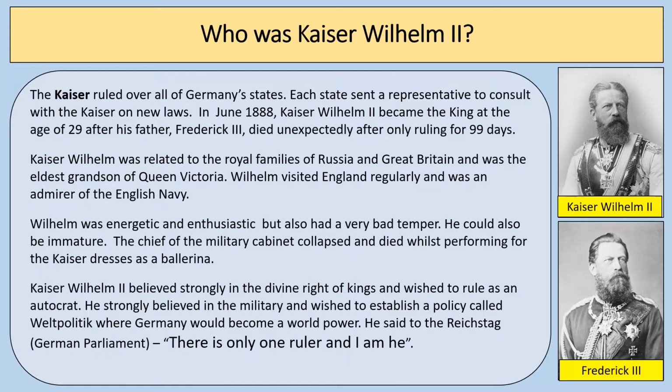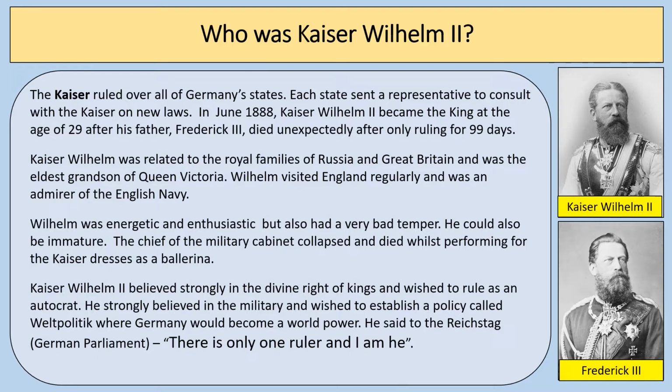June 1888. And this is because his father, who's pictured there, Frederick III, died very unexpectedly, actually, after only ruling for 99 days. Now, Kaiser Wilhelm was related to the royal families of Russia and Great Britain. He was the eldest grandson of Queen Victoria, and this meant that Wilhelm, particularly in his youth, visited England regularly, and he was an admirer of the English Navy in particular.